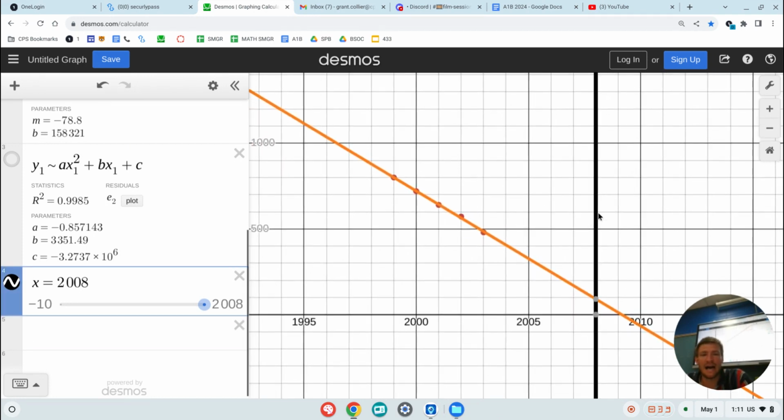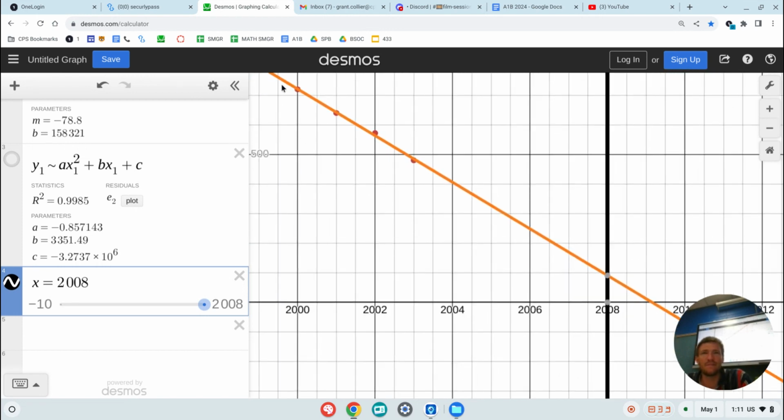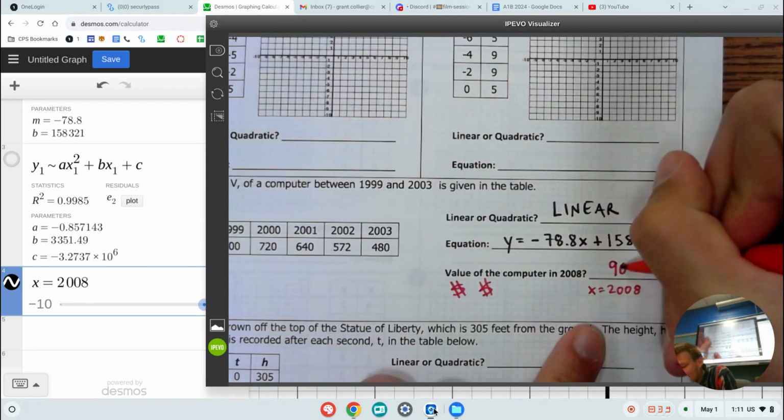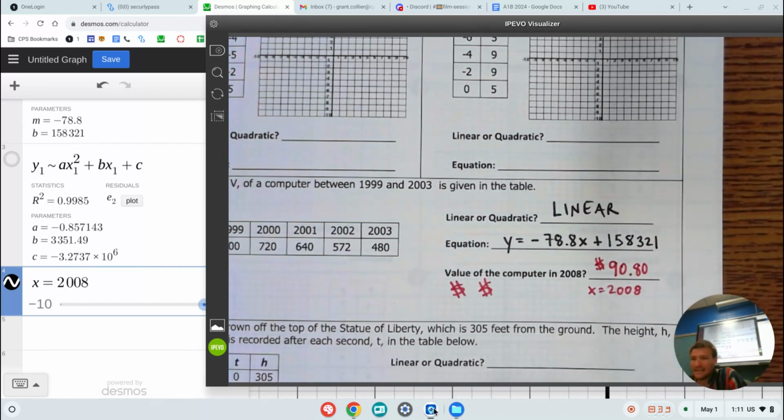So if x equals 2008, I'm going to zoom out just a little bit. Here's my line at 2008. And here's the price of the computer. Down, down, down, down. Here is 2008. How much is that computer going to cost? 90.8, and this is dollars. So it's going to cost $90.80. Considering the recession of 2008, I'm not surprised it would be that cheap.